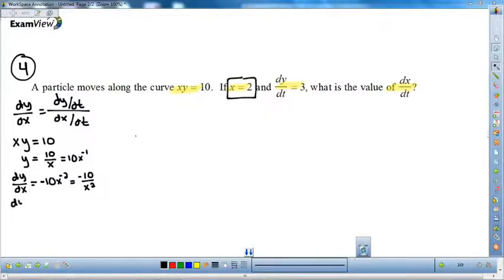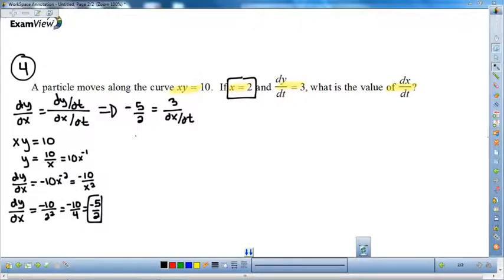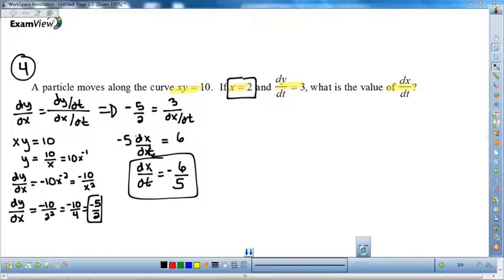We're also given that x is equal to 2. So we're going to go ahead and substitute that for x, and we get that dy/dx is negative 5 halves. So we're going to go ahead and substitute that into the equation. We also know that dy/dt is 3, and we're trying to find dx/dt. So we're going to go ahead and cross multiply. Divide by negative 5. So we get dx/dt is negative 6 over 5.